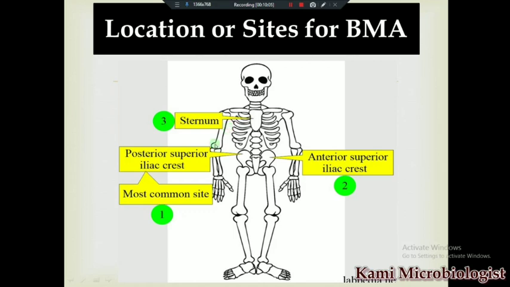The most common site for the bone marrow aspiration is the posterior superior iliac crest, or we can say anterior superior iliac crest. This is the most important area. We can say the hip bone as well.